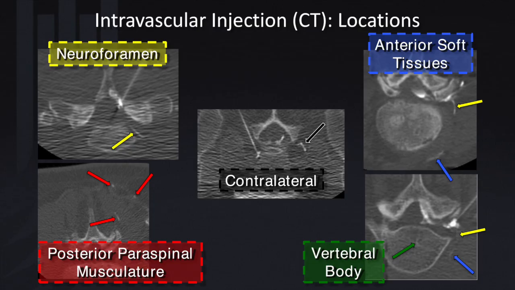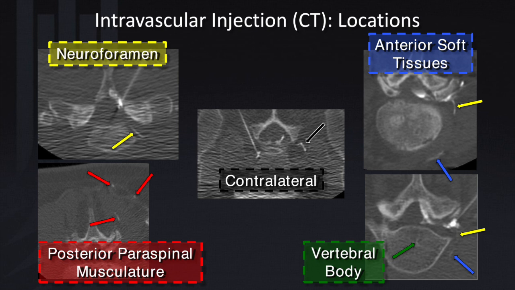Where are the locations that we can see this? Well, this can occur in a variety of different locations in the spine. This is in the foramen. This is in the anterior soft tissues. It can be in the basivertebral plexus where you end up seeing uptake. You can see it posteriorly here. And then you can see it even in the contralateral side. So you've got to have your field of view set up appropriately.